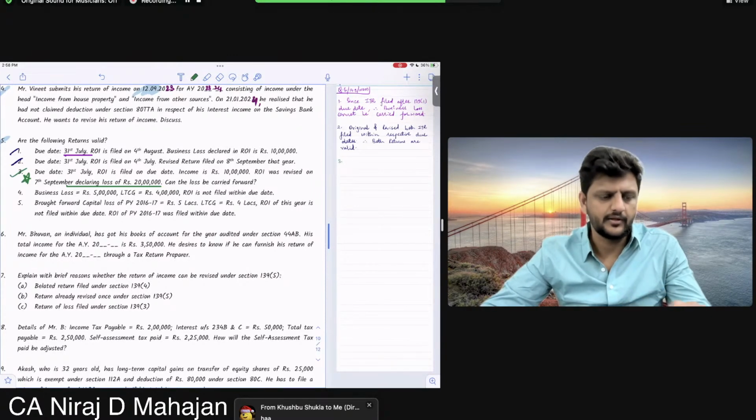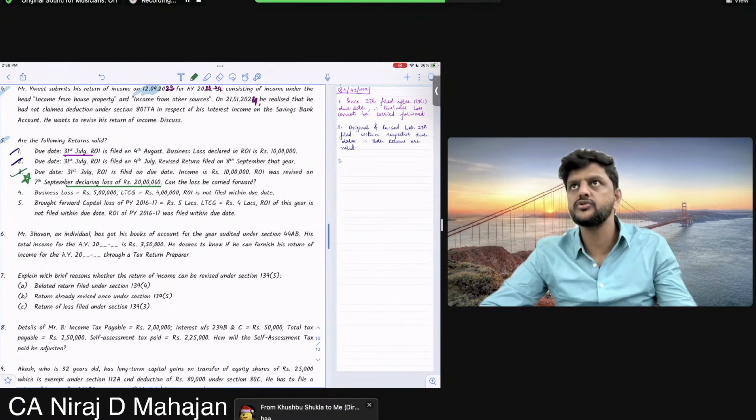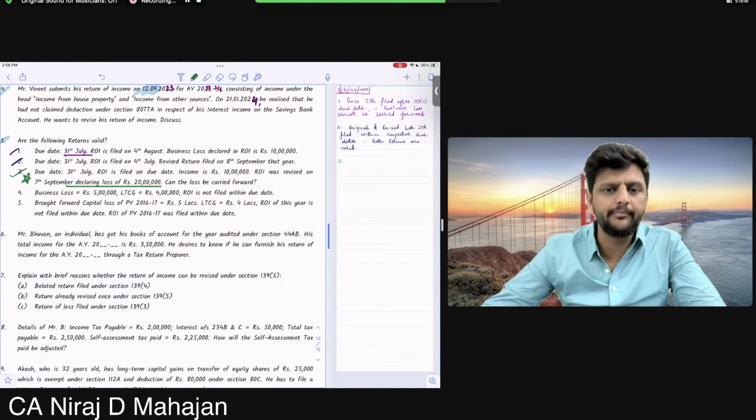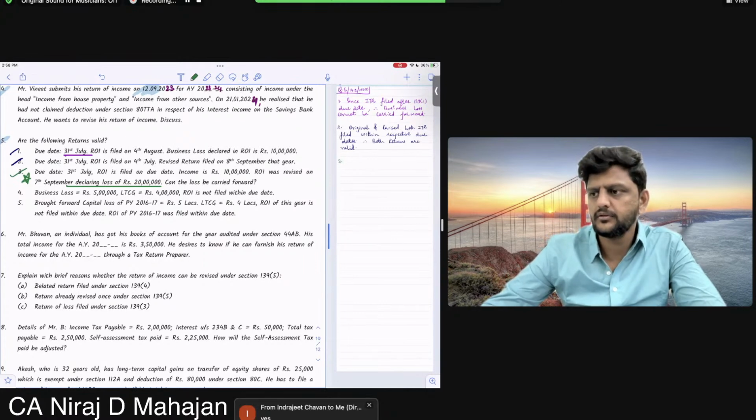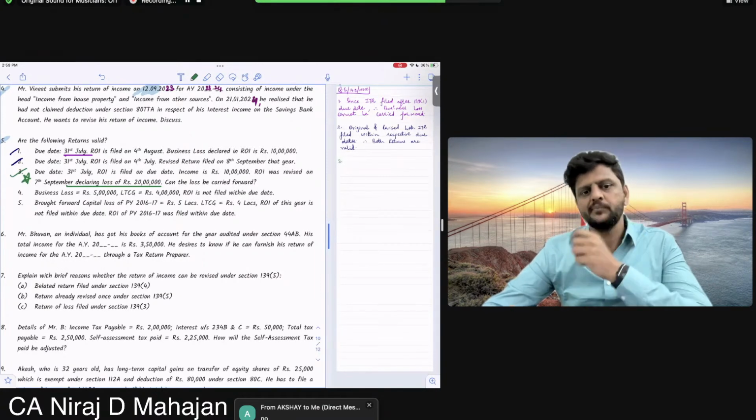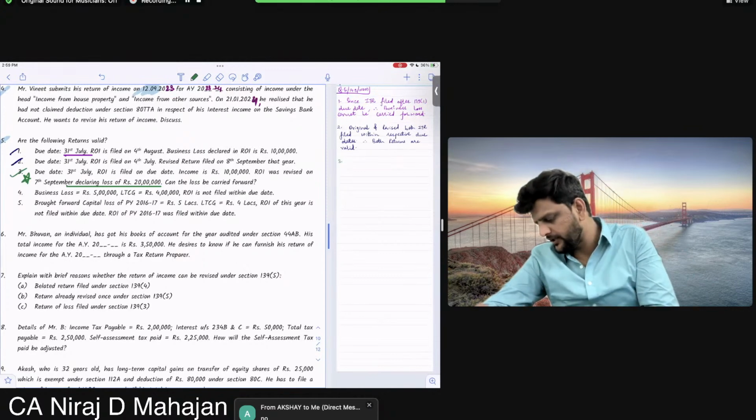But the original return was filed and the revised return is showing loss. Are you showing loss in the belated return? Tell me, all of you. No. You are showing loss in the revised return.